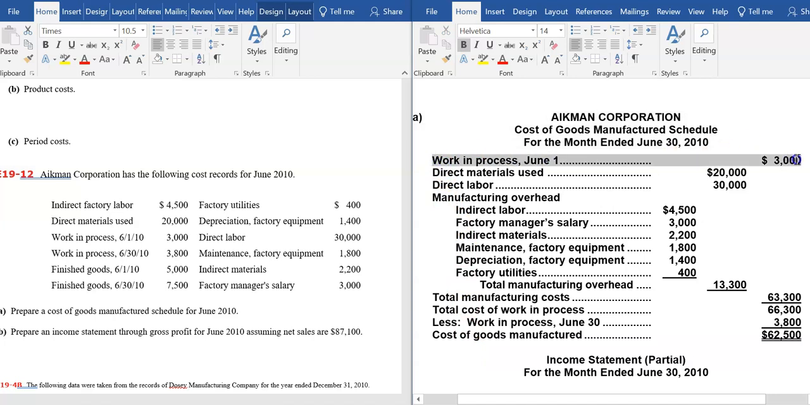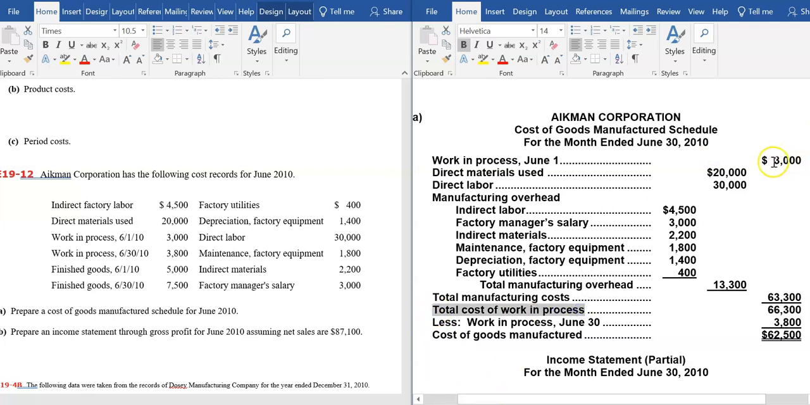Cost of goods manufactured reflects the cost of the goods that were completed and the cost transferred out to finished goods. Thus, we are going to show the flow of cost through the work in process account. Ultimately, what we'll end up doing is reporting the beginning work in process balance, the costs added to work in process during the period, to get the total manufacturing costs that were added to the work in process beginning balance. That gives us the total cost of work that was in process throughout the month of June.